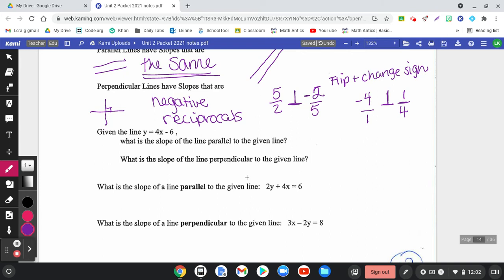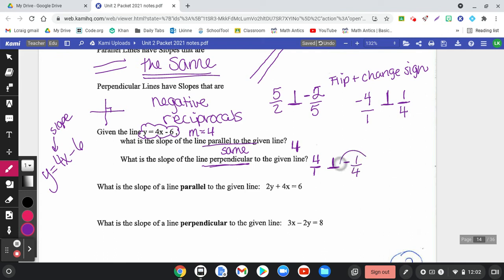All right, so let's finish it up. Here's our line: y equals 4x minus 6. Remember from algebra, and we've talked a little bit about it in your LTAs, this is your slope, the number with x. So what is the slope of the line? First of all, the slope of this line is 4. What's the slope of the line parallel to it? Well, they have the same slope, so that would also have a slope of 4. What's the slope of a line perpendicular to it? Well, 4 over 1 would be perpendicular to negative 1 over 4. Same slope, different slope.